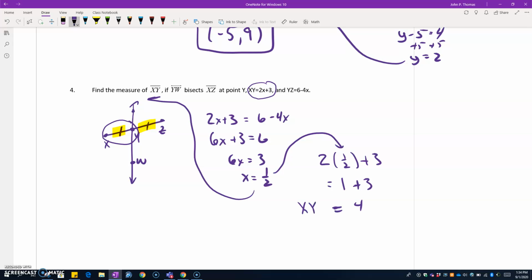Now notice I'm not putting any marking above XY because that is representing a length rather than the actual object itself.